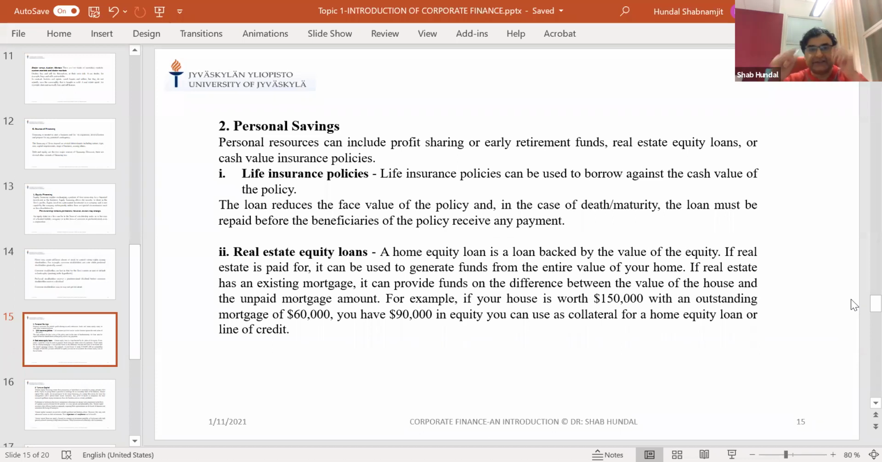Then the second form of financing is the savings. And here I'm not considering the big company. It could be a startup company or some small scale company. So many times the company is borrowing against, for example, its life insurance policies and also its real estate equity. So you have a life insurance policy and you are borrowing money against the cash value of the policy. Many small companies often do it.